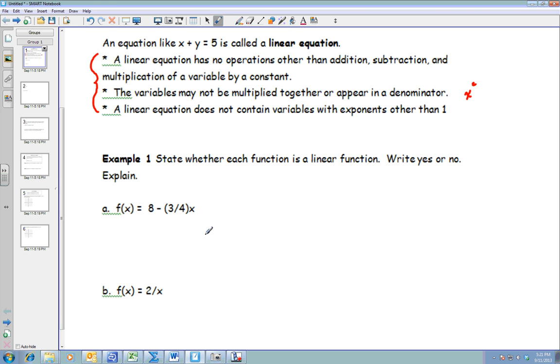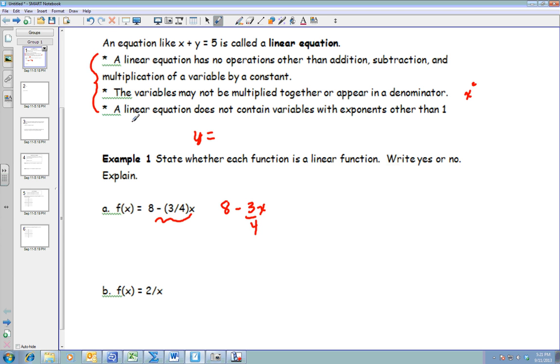Now, we're going to start seeing something like this. Instead of seeing y equals something, now we're going to use this notation, f of x, and that just stands for the function. It basically just replaces your y. You're not going to do anything with it. Instead of saying y equals something, f of x equals something. So we're looking at this part of the equation, 8 minus 3/4 x. So if it's kind of hard for you to tell what that would look like, that's what it looks like.